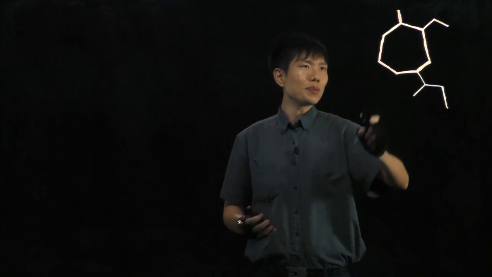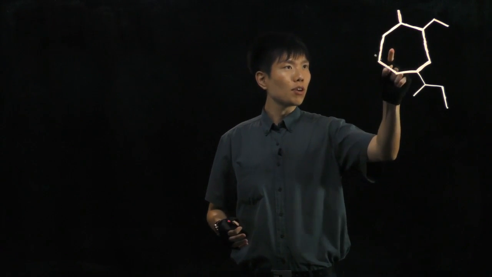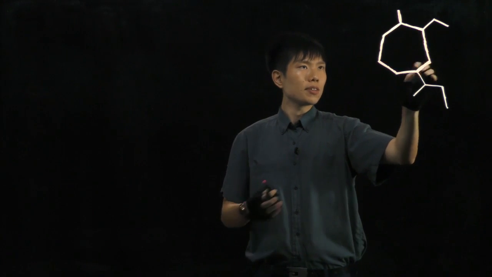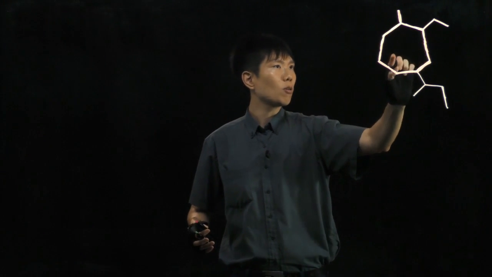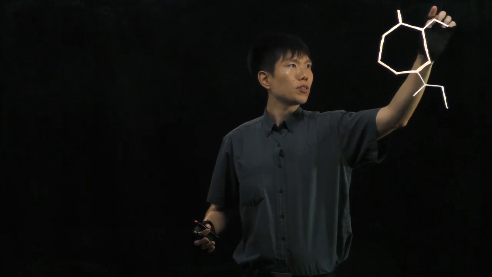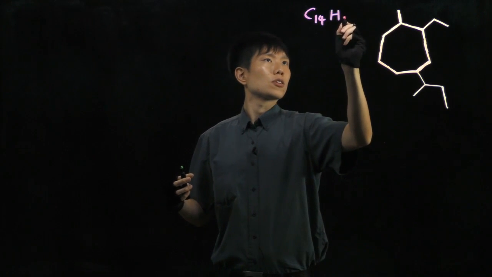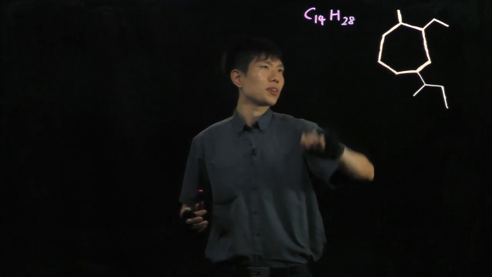Let's take a look at this molecule and try to name it. First of all, let's generate the chemical formula for this species. There is 1 degree of unsaturation coming from the ring itself, and there are 7 carbons inside this cycloheptane ring: 1, 2, 3, 4, 5, 6, 7. So 7 plus 7, you have C14H28, right? Because of 1 degree of unsaturation from the ring.